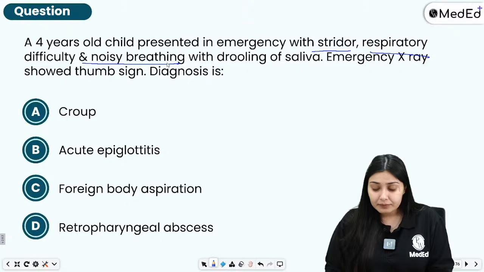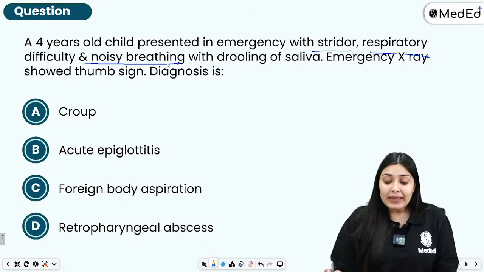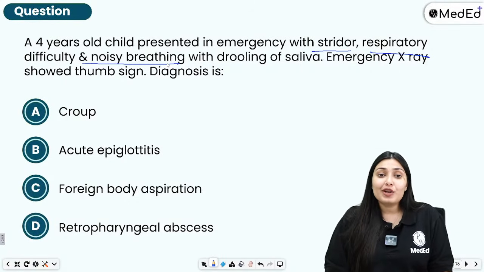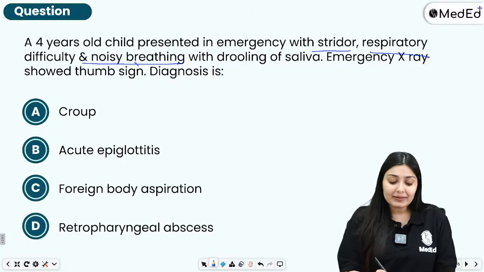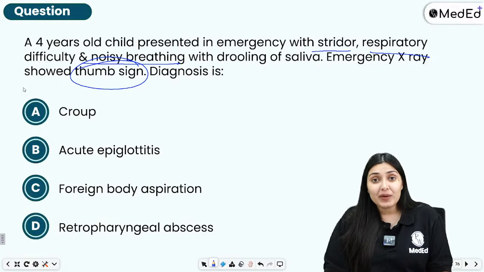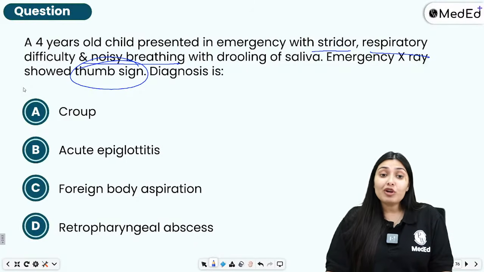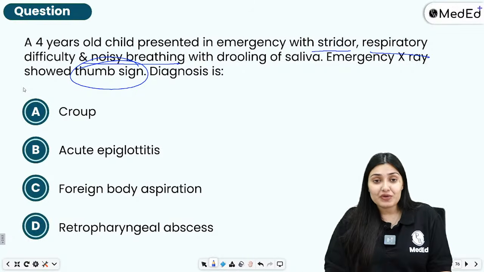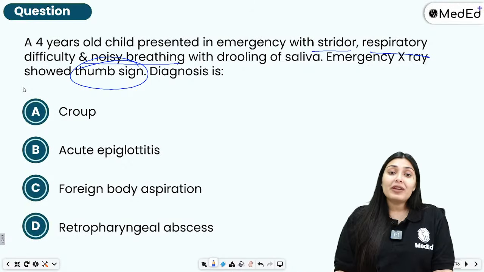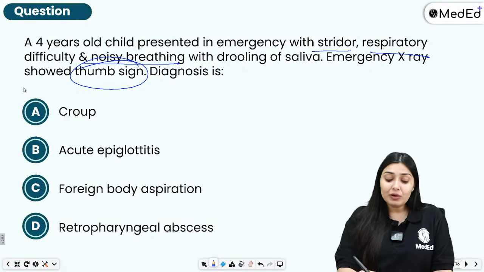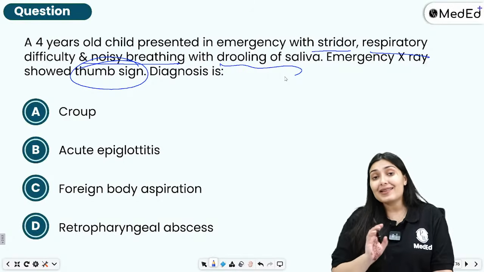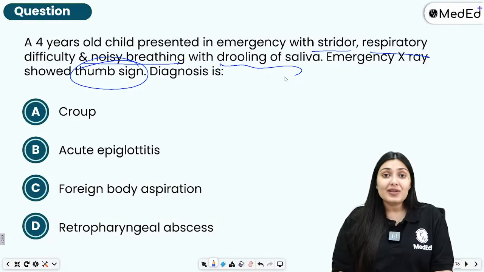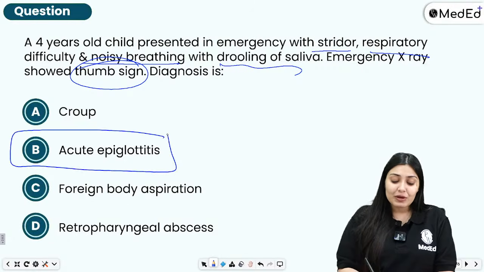The emergency X-ray showed thumb sign. What is the diagnosis over here? Options we have are croup, acute epiglottitis, foreign body aspiration, retropharyngeal abscess. So the question has straight away given you stridor, there is respiratory difficulty, drooling of saliva, and typical X-ray sign, that is thumb sign. This is nothing but acute epiglottitis.